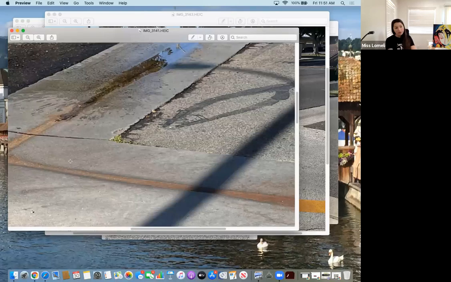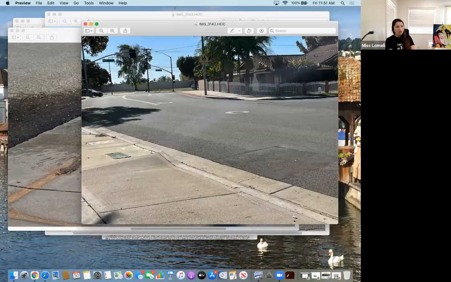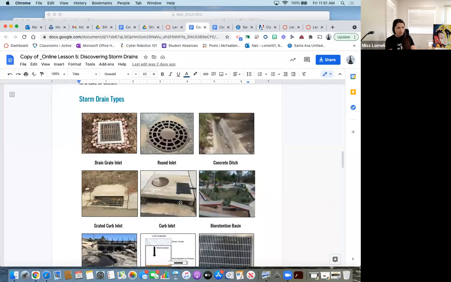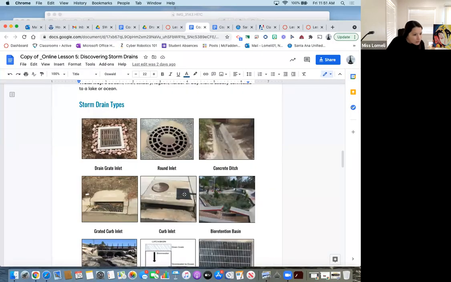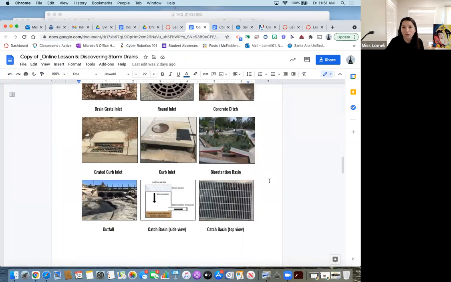So is that, I don't know, I'm totally interested to see what this is. So again, if you were having a hard time finding your traditional drain outlet, what is it called? Concrete ditch. Okay. Maybe one of like the ones I showed you today.